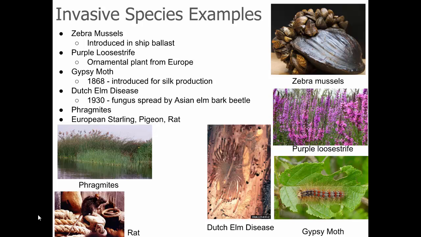Some examples, and these are mostly things that you would see around here. Zebra mussels. If you ever go swimming in lakes around here, you may have seen zebra mussels. They're a mussel, it's a bivalve, like a clam. And zebra mussels were introduced to North America on the ballast of ships, in the water that ships take in for the transport of cargo from Asia to North America.